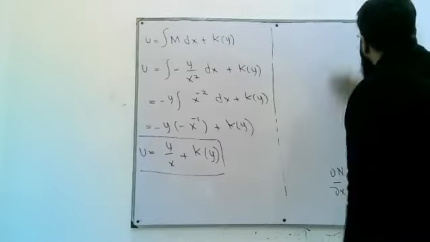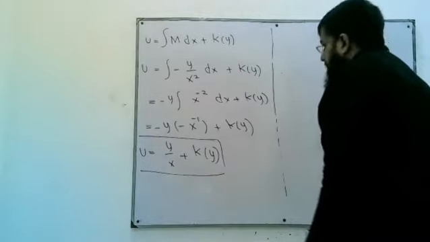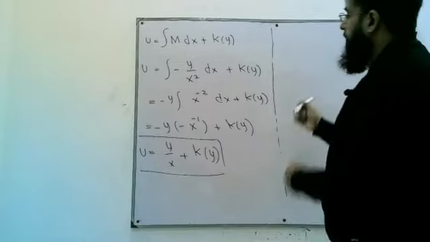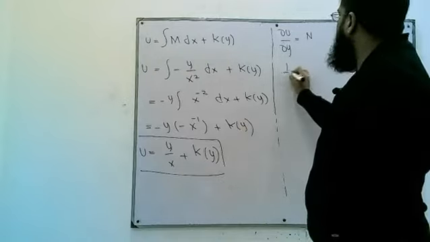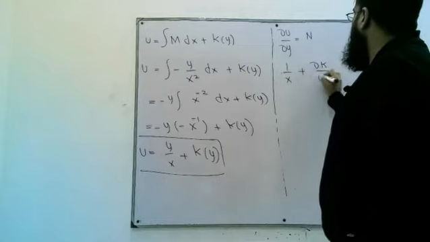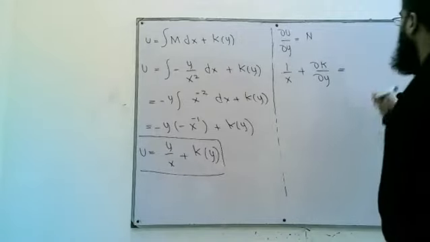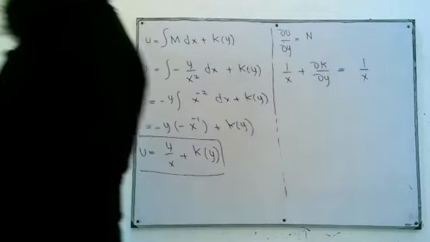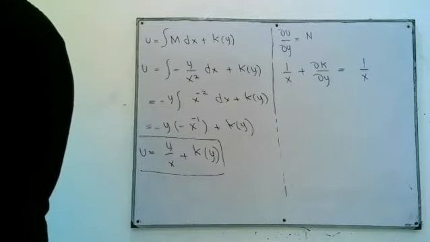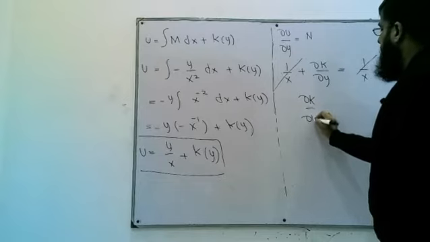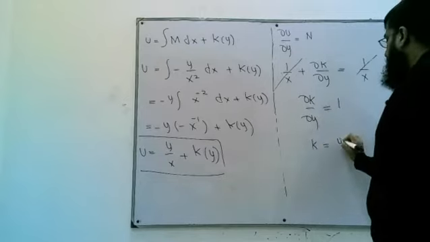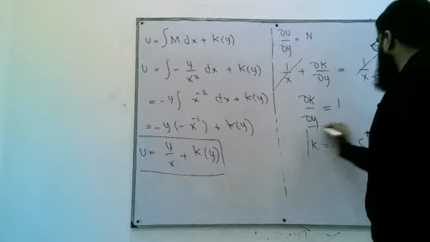Right, so now we are ready to find the value of k of y. You know, partial u over partial y is n. Partial u over partial y would be 1 over x plus partial k over partial y, and we know that in our new equation we computed n to be 1 over x. So this 1 over x cancels with this 1 over x, and partial k over partial y is equal to 1, or k can be equal to y plus some constant of integration c.